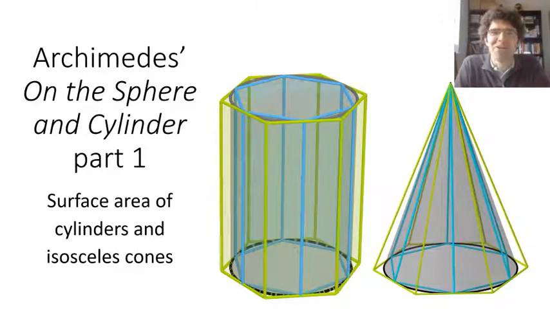Welcome everyone to this first in a series of videos on Archimedes on the sphere and cylinder. This work not only contains his discovery of the formulas of the surface area and volume of a sphere in terms of its radius, but it also explores cones, segments of spheres, and also how a sphere compares to a cylinder that it would fit snugly inside.